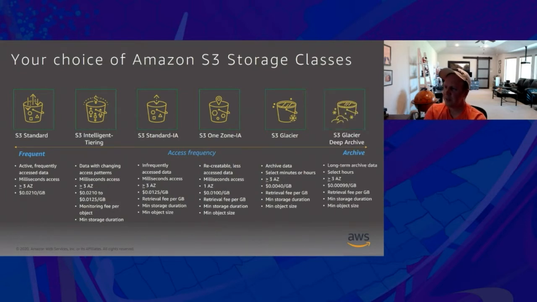Lastly, we have Deep Archive. So we get down to about 1/10 of a penny per gigabyte. The data is replicated across 3 availability zones, but you only have the option to retrieve that data in hours. So you lose the ability to do the 4 or 5 minute expedited retrieval.